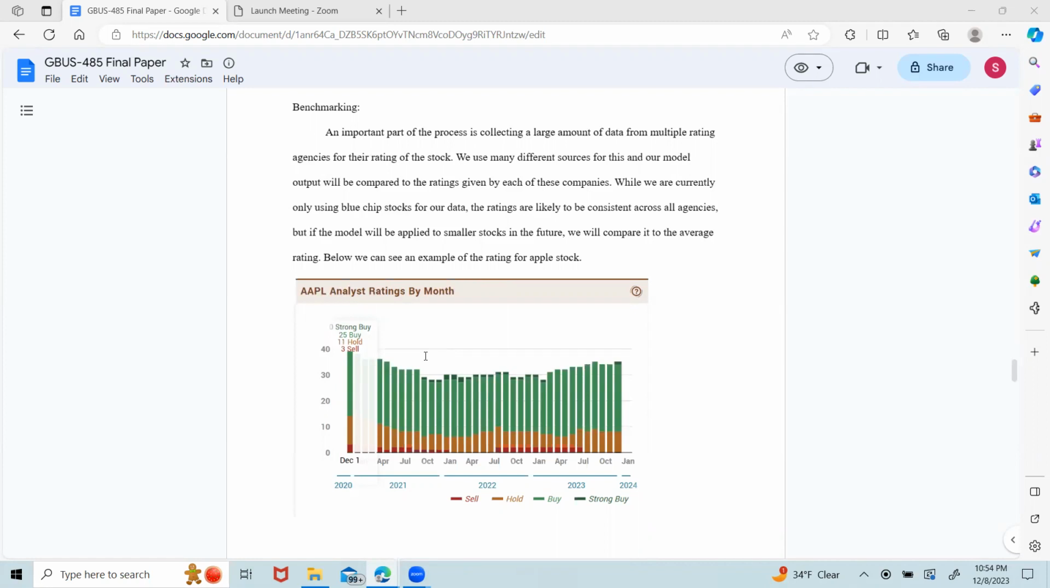If this was a highly rated stock on our scale, this would probably be an A stock. We would want to compare the rating that we're getting from our model to the actual rating given to the stock, and then we would need to backtest it to see if our rating of the stock is more or less accurate than the ratings given by one of these rating agencies.